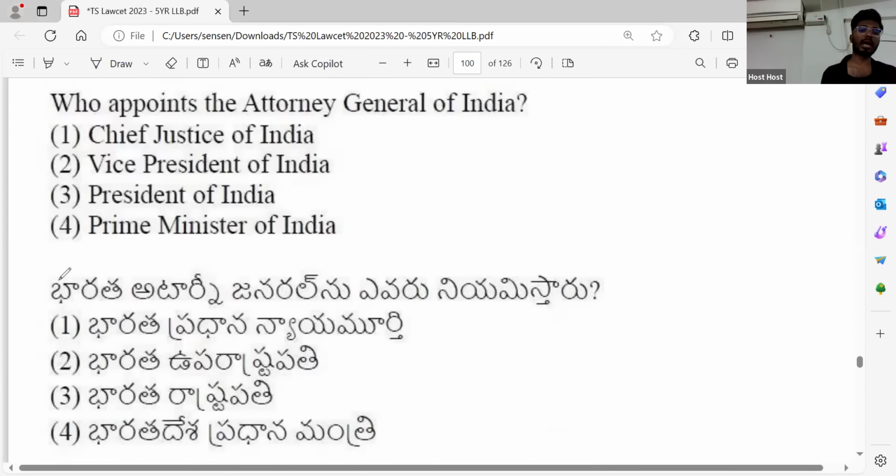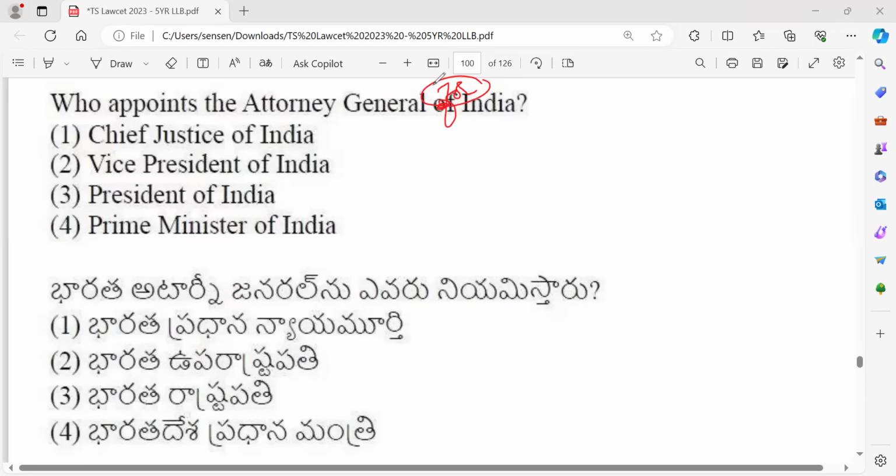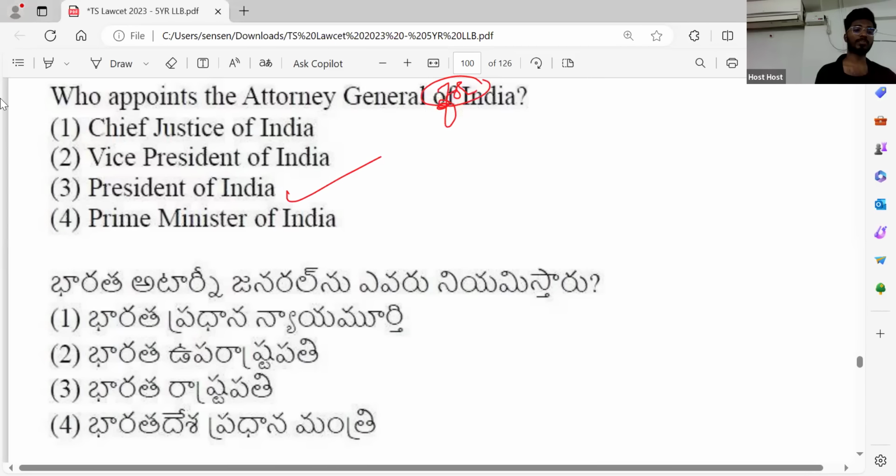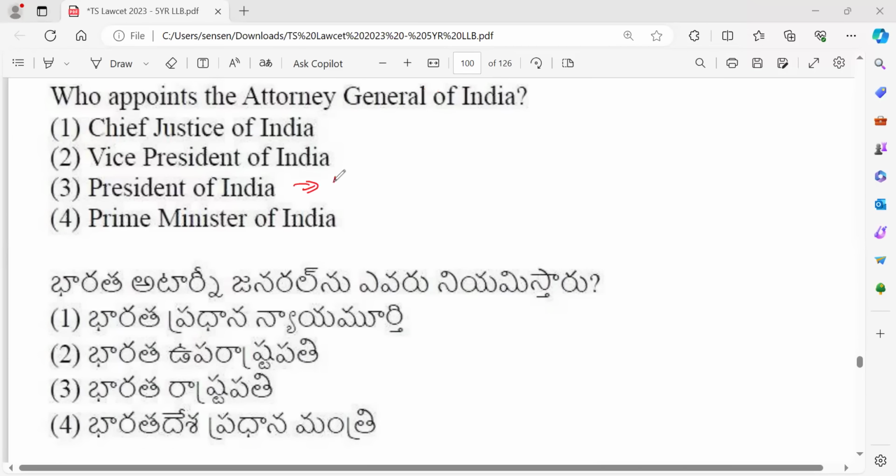Who appoints the Attorney General for India? I don't know why the Lawcet people who are making the paper, basic constitution, they should read. Why are they writing "of India"? Okay. Anyways, who appoints the Attorney General for India? President of India. Very good. President of India is the right answer. Who is the current President of India? Draupadi Murmu. Right. Very good.